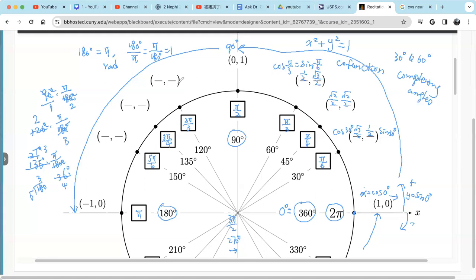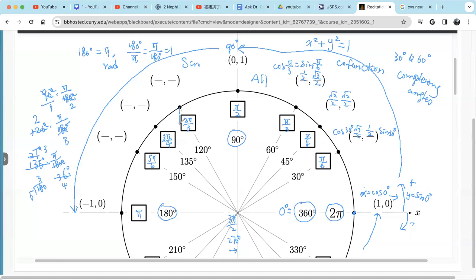Then here on the second quadrant, basically the values are the same, but the signs are different. We need to remember in the first quadrant, all trig functions are positive. In the second quadrant, sine and cosecant are positive. That means the second value is positive, and exactly the same as those ones. Why? Let's see.